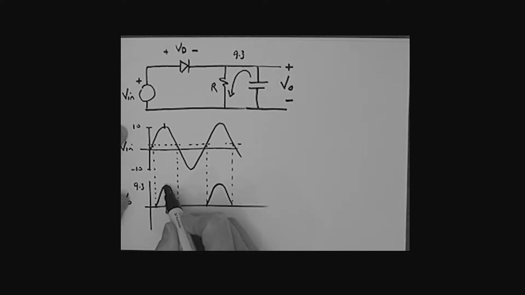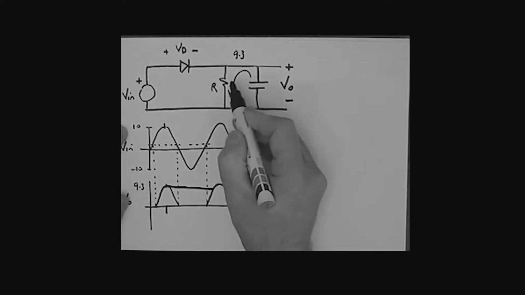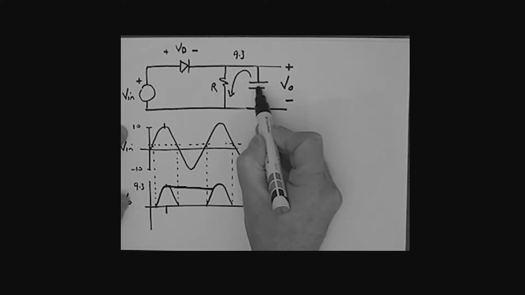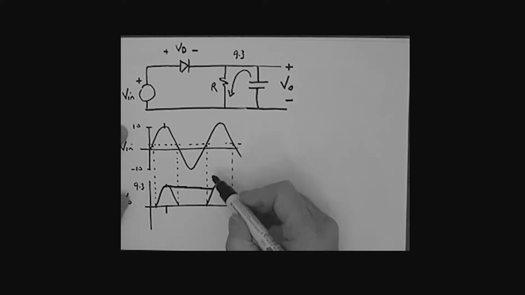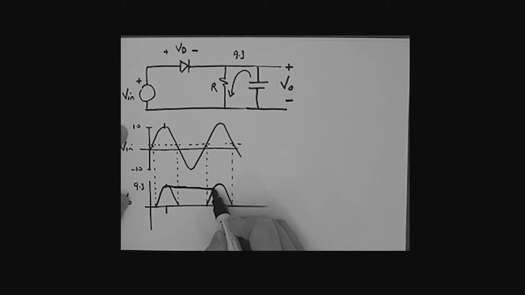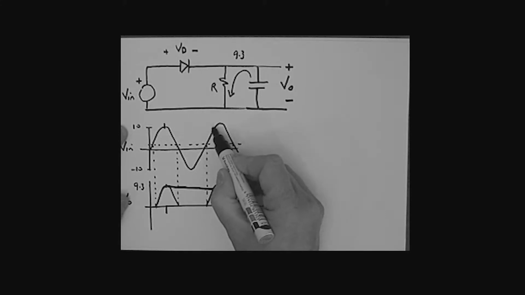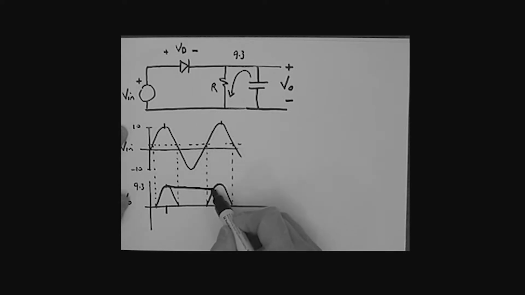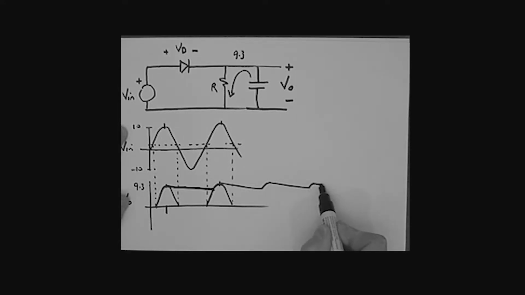The capacitor then charges up to 9.3. Okay, Vin starts to fall. The capacitor then tries to discharge through this resistor, but it's doing it very, very slowly because of the large value, if you like, of the RC combination. Then, of course, it reaches this point here. At this time, Vin, of course, is increasing, recharging that capacitor back up to 9.3 volts. And so what we end up seeing then is a waveform that sort of looks like this.